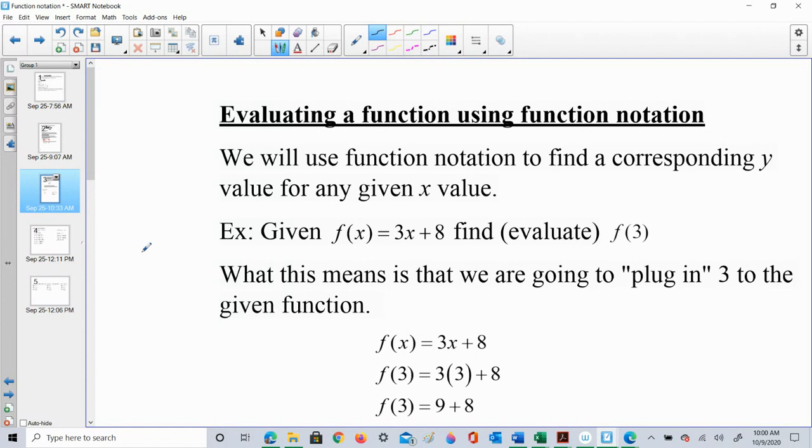So sometimes we need to use this to evaluate a function. This is something we've been doing already. You put a number in to the function to get your y. We put some particular x in to find a y value.